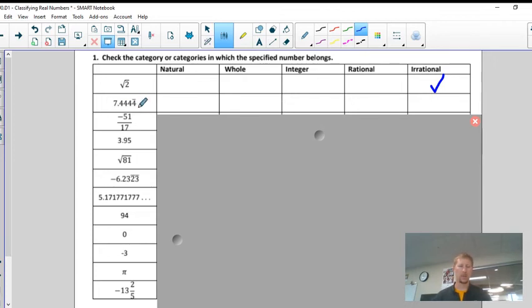All right, 7.444 repeating. So the 4 repeats. And we know that repeating decimals are not natural, whole, or integers because those can't contain decimals. Rational numbers is the first time we get into those decimals, whether they're terminating or repeating.